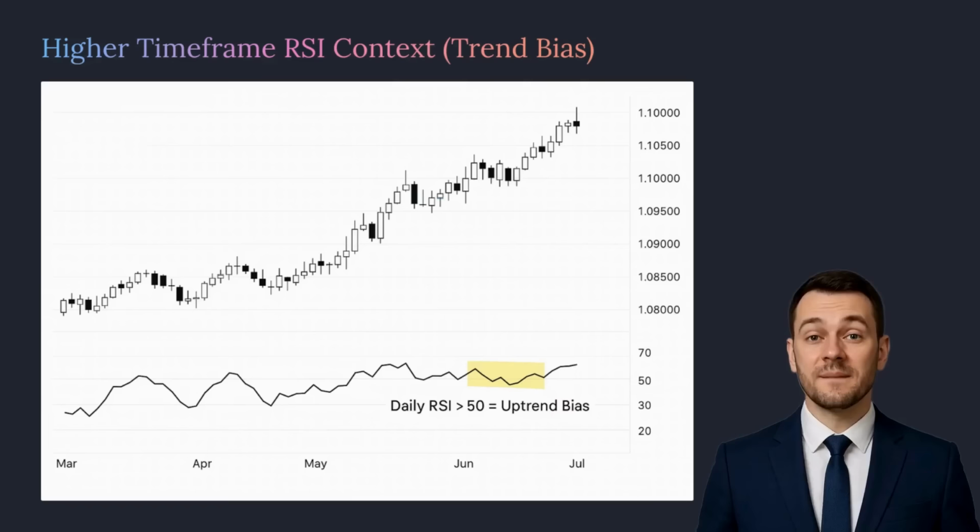Here's a simple approach. Higher time frame, trend context. Check RSI on a higher time frame chart, for example daily or 4-hour if you trade 1-hour entries. A quick method: see if RSI is mostly above 50 or below 50. Values above 50 on the higher time frame suggest an uptrend bias. Below 50 suggests a downtrend bias. You can also note if the higher time frame RSI is nearing extreme levels. That might warn the larger trend is exhausted. Use this view to decide direction. E.g., if the daily trend, RSI, is bullish, you prefer to look for buy entries on the lower time frame.